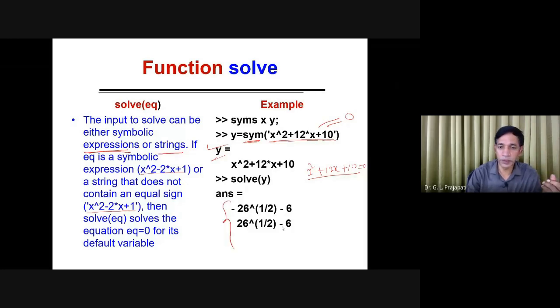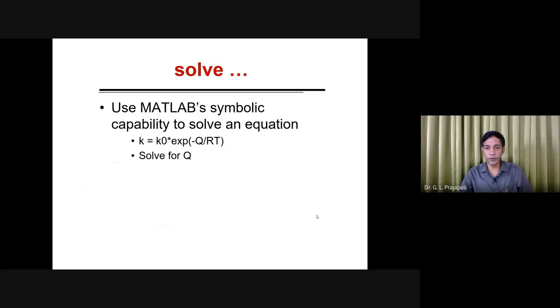What is important here? We are using MATLAB for solving equations. Sometimes if you are interested in finding the value for a quadratic equation, with the help of MATLAB you can find it. This is important to learn. Use MATLAB symbolic capability to solve an equation. If you have k is equal to k0, that means k0 exponent minus q divided by RT. So we are going to solve for q.